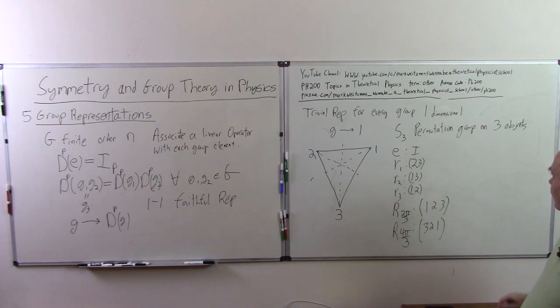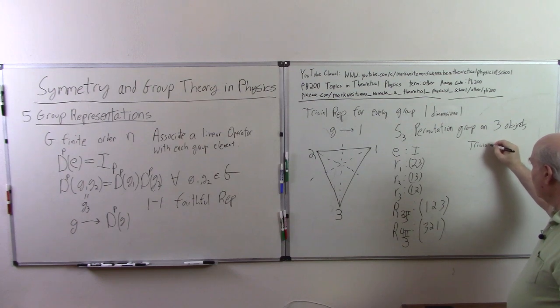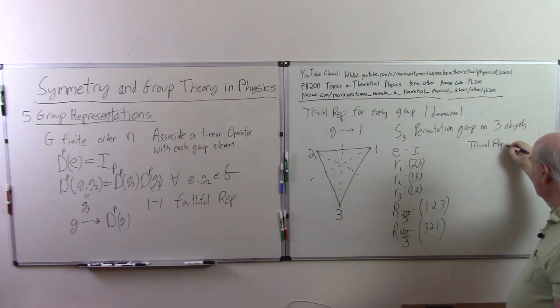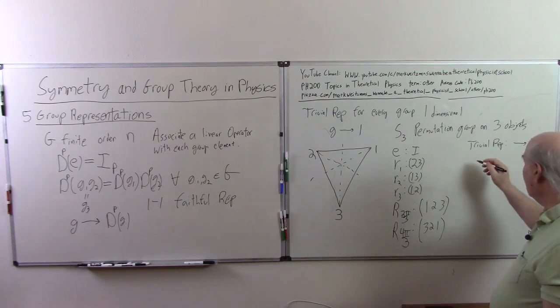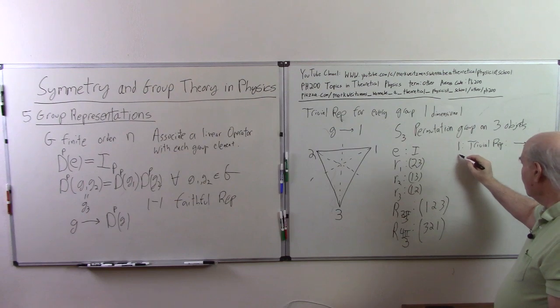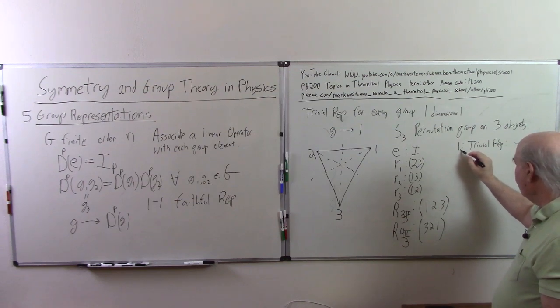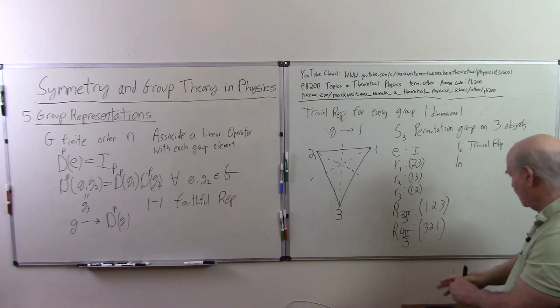Now, our first trivial representation, everything goes to 1. We just assign the number 1 to this representation. So this is the trivial representation, so I'll call this 1.